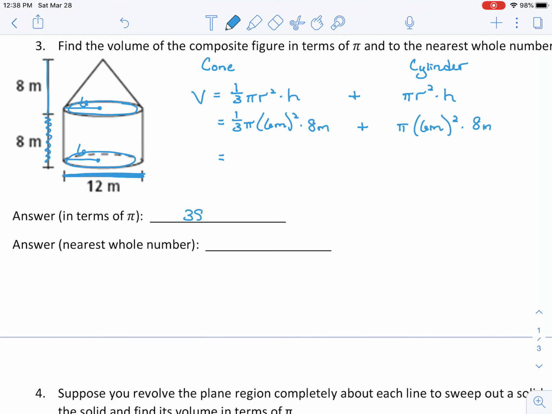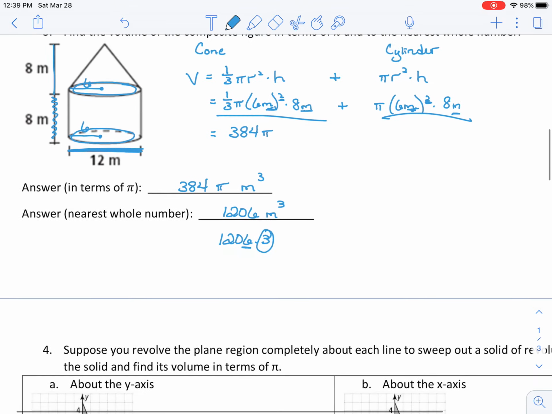So it went ahead and added it for me, or I told it to add for me, and it summed total 384. This plus this without the pi, so I need to write the pi in myself. And since this would have been in meters cubed, and this is also in meters cubed, when I add, I still have meters cubed. And then I'm going to go to my calculator, tell it to multiply by pi. Again, nearest whole number. Again, we'll round down because this 3 makes the 6 stay the same. So it's about 1,206 cubic meters.